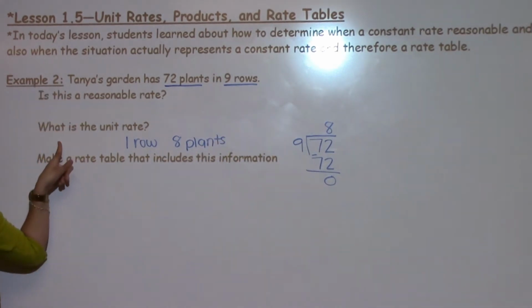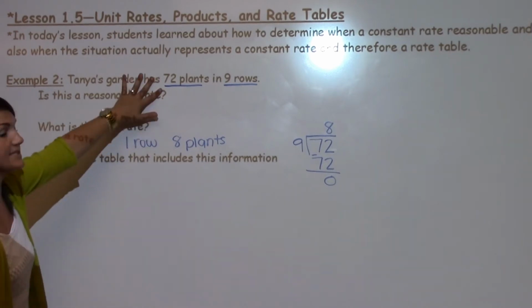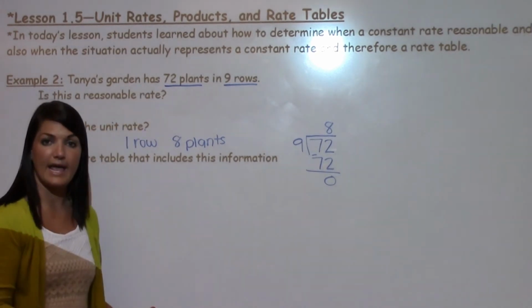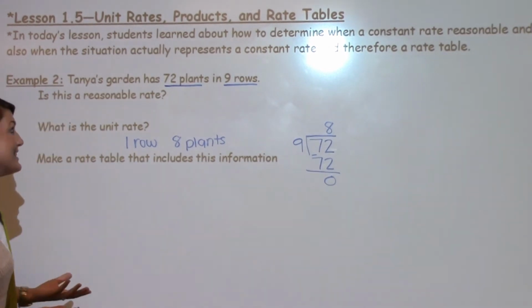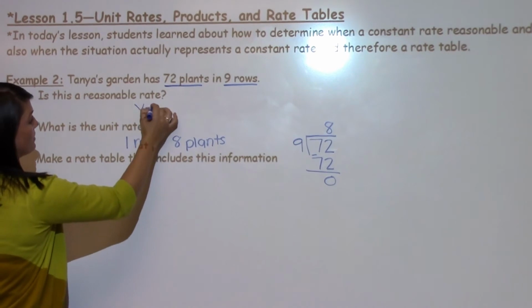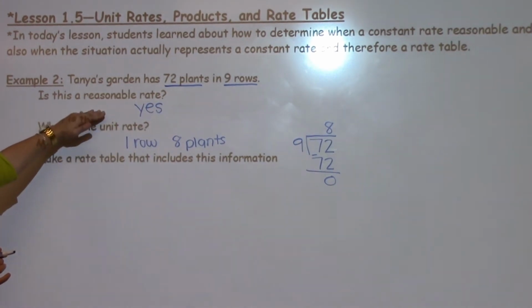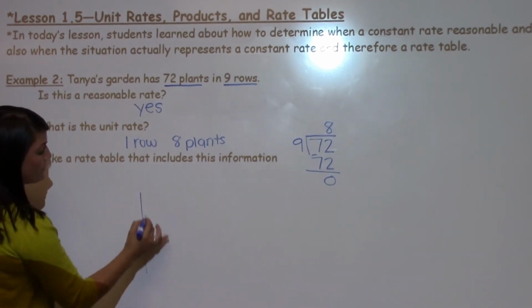Now that I know my unit rate, I can decide whether it's reasonable a little bit easier than the situation before. So is this a reasonable rate? 1 row, 8 plants in that row. Again, if I connected that to a real life situation, that does seem like it could be reasonable. Now that I figured out whether it's reasonable and what the unit rate is, I can go ahead and make a rate table with this information.